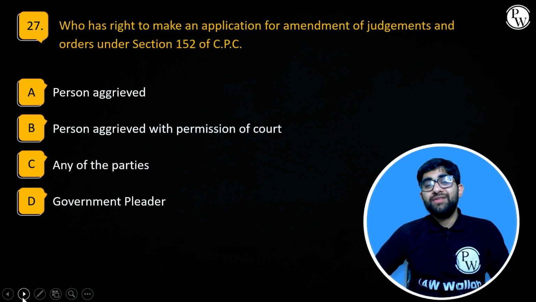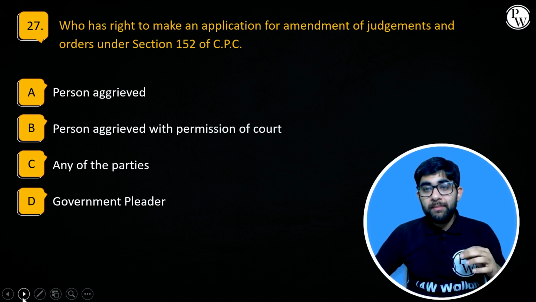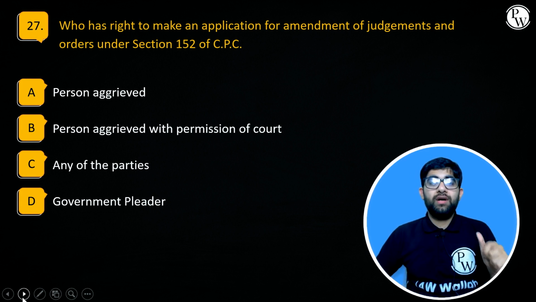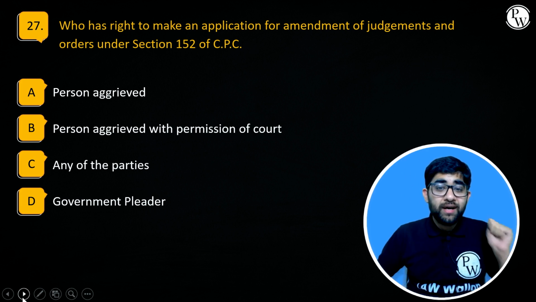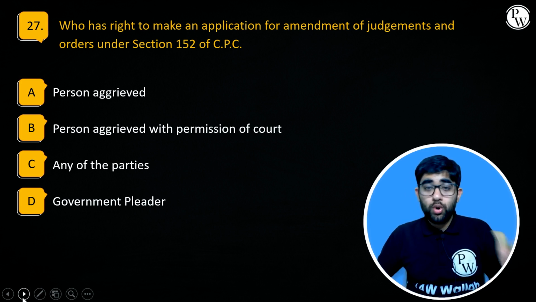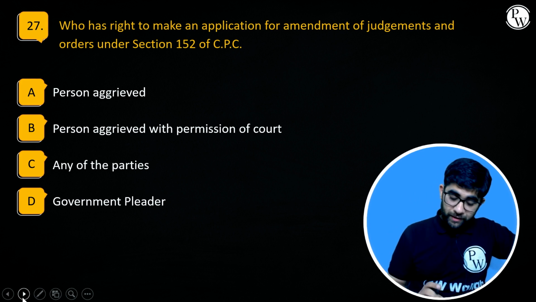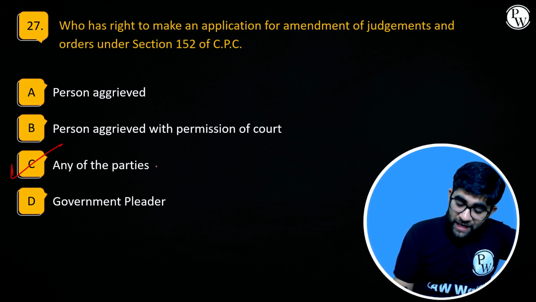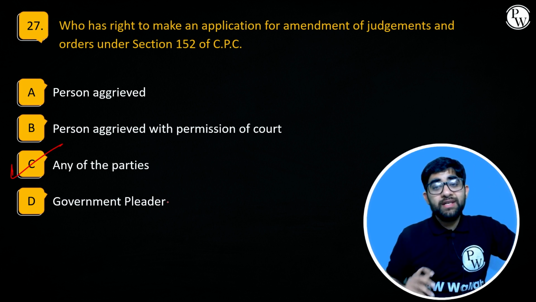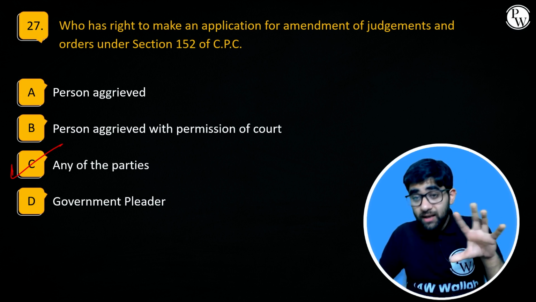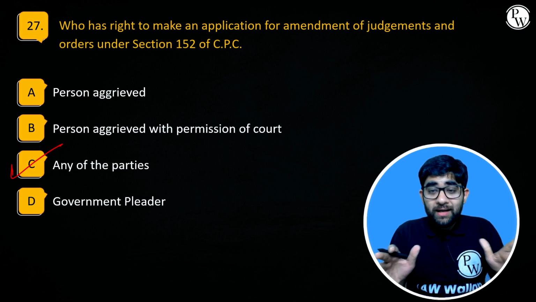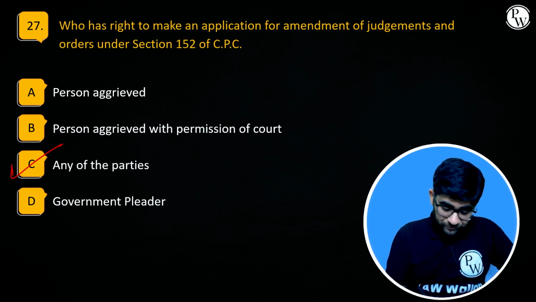Next, who has the right to make an application for amendment of judgments and orders under Section 152 CPC? The answer to this is any of the parties. Now, any of the parties in this, everyone is included, the aggrieved person also and the other person also, if there is any arithmetical or clerical mistake.